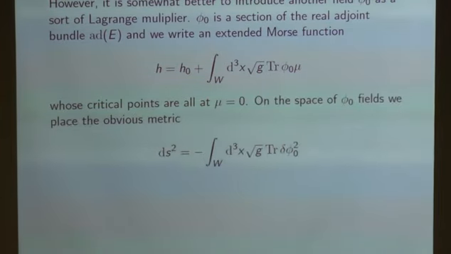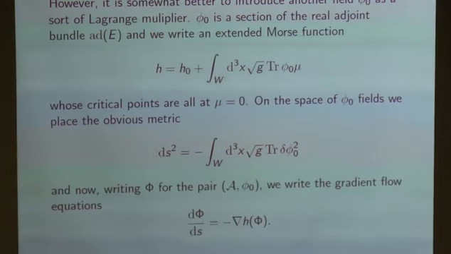So now, on the space of phi 0 fields, there's an obvious metric. And now, writing capital Phi for the pair, the complex connection in phi 0, we write a gradient flow equation for this Morse function. And that better takes into account the complex gauge invariance we're interested in than the original version.